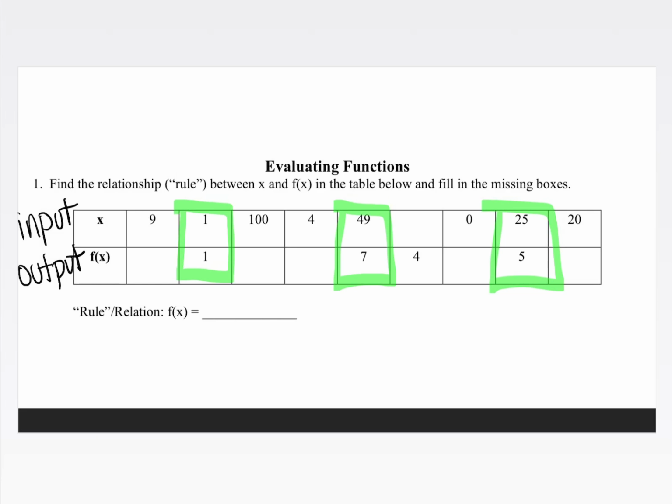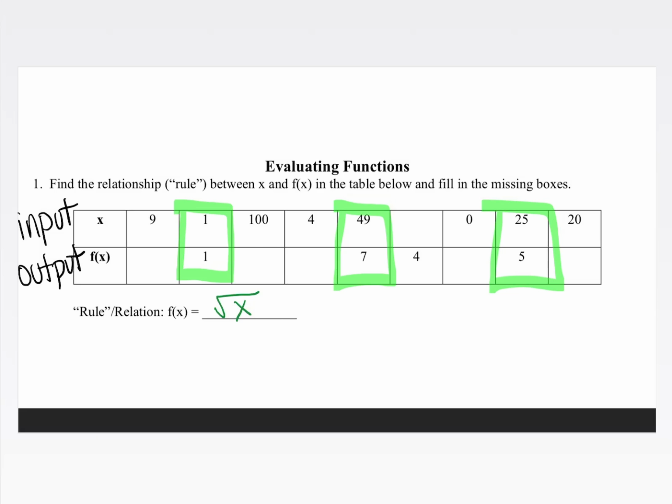49 to 7, well, we can divide by 7, and that gives us 7. But then if we divide 25 by 7, that doesn't give us 5. In this case, what we need to do is take the square root. So the square root of our x value will give you our f of x, or our y value. So we can go through and fill these all in.